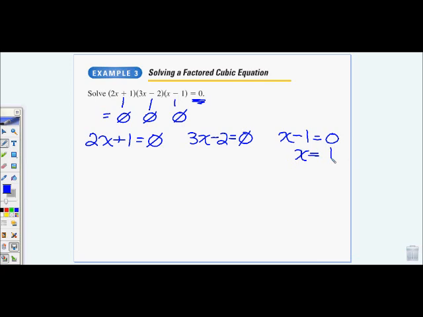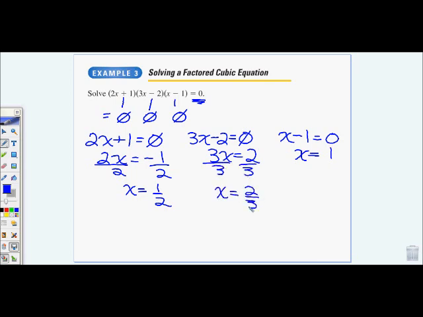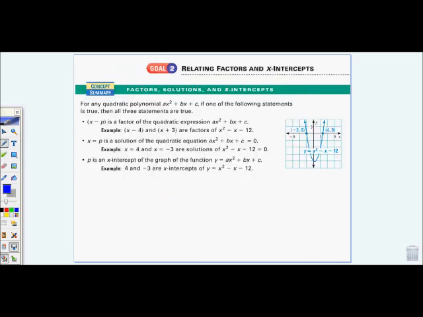These other ones we have to manipulate just a little bit because we have a coefficient in front of our x. In this case, we could do 3x equals 2, so dividing both sides by 3, x could equal 2/3, or x could equal 1. Oops, I forgot my negative there. So we have 3 possibilities because we had a cubic equation. Now, that part went pretty quickly.